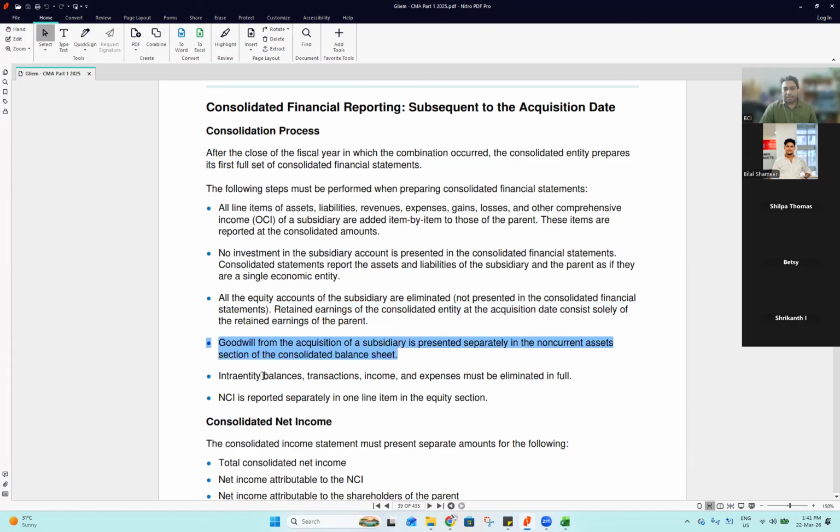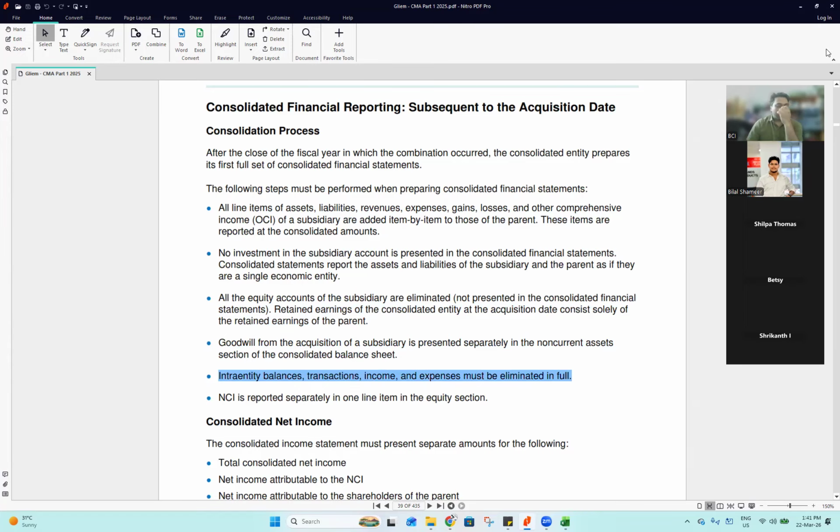Next, intra-entity balances, transactions, income and expenses must be eliminated in full. Now, what are intra-entity balances? Parent and subsidiary are doing business, and the parent has a receivable from the subsidiary of 50,000. So a 50,000 payable will be there in the subsidiary also, correct? So even if you consolidate, it will get eliminated.